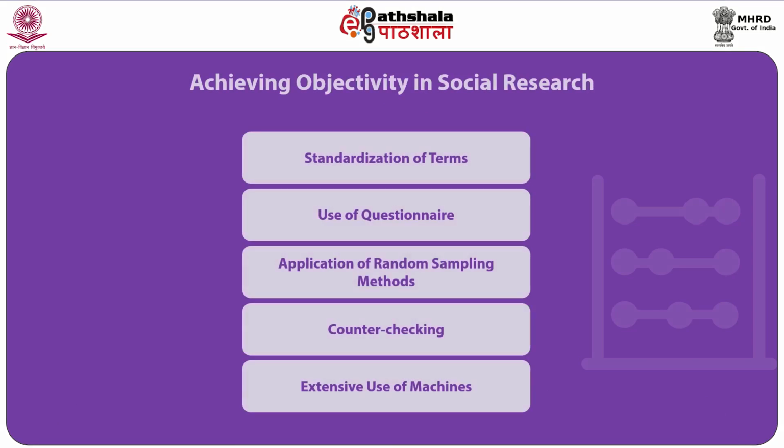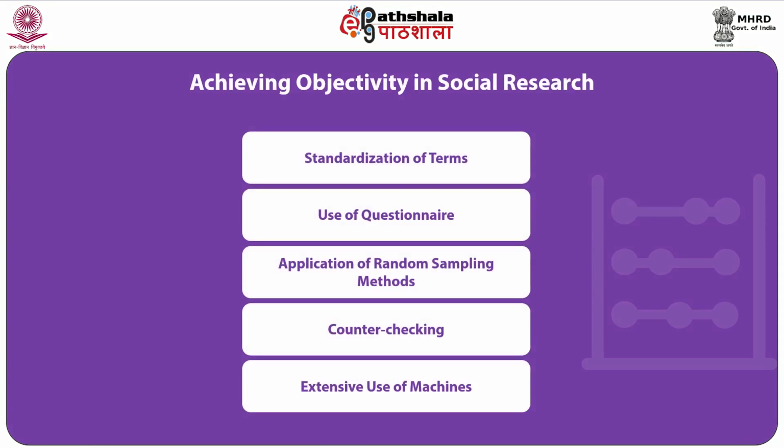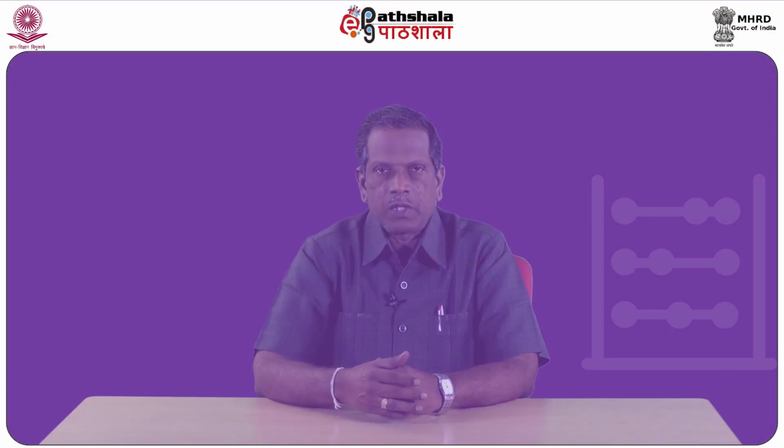The next procedure is the use of questionnaires. Using standardized questionnaires for data collection would, to some extent, be helpful in maintaining objectivity in social research. Application of random sampling methods is another way of achieving objectivity. The selection of a sample is mostly done by making use of non-random methods, through which subjectivity arises. If random sampling techniques are used, the problem of subjectivity due to sample selection can be reduced to a large extent.